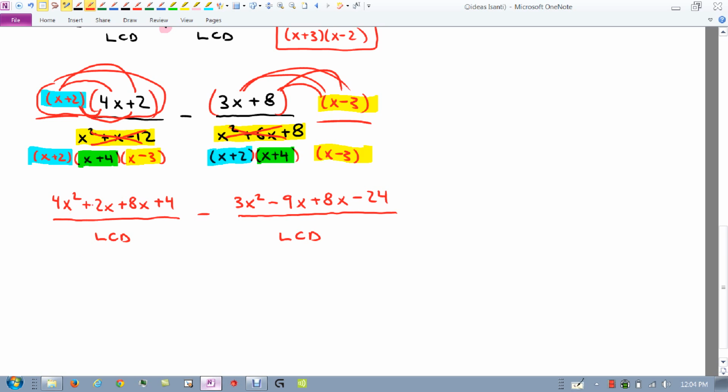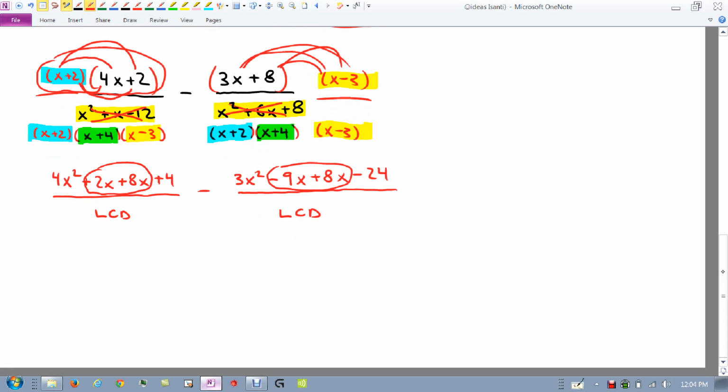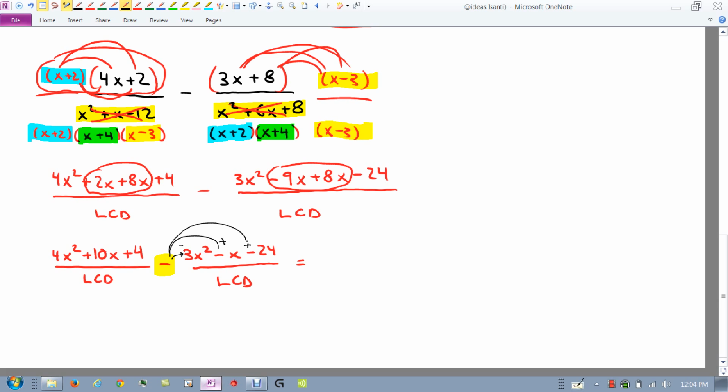So collect some like terms here. I have like terms there, and I have like terms here. So I'm running out of room. 4x squared, 2 and 8 add up, we get plus 10x plus 4 over my LCD. I subtract from that 3x squared, and this is minus x minus 24 all over my LCD. And now I'm ready to put them together. Pay very careful attention to the negative here. The negative is going to make this a minus. It's going to make this a plus. It's going to make this a plus.